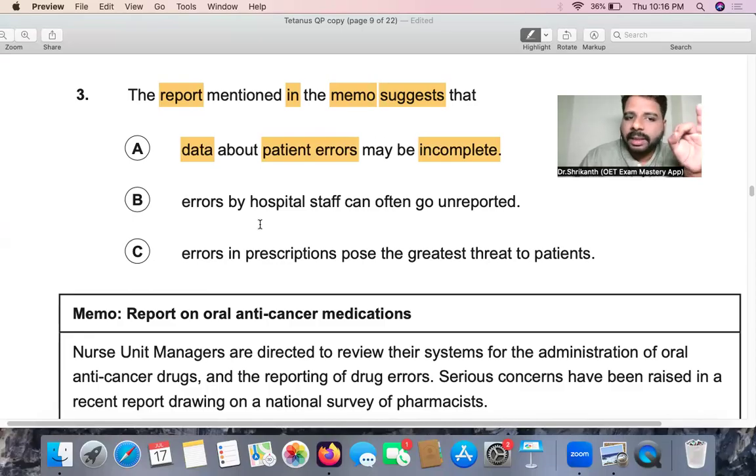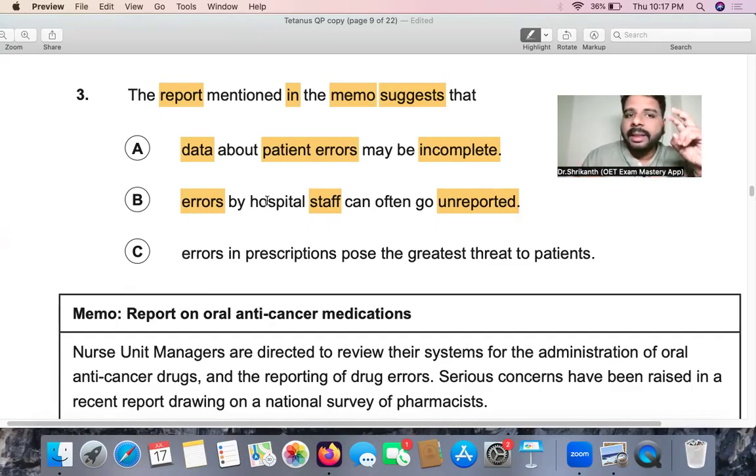What is the second suggestion? Here also they're talking about errors, but this time the errors are linked to hospital staff. Errors by hospital staff can often go unreported. That is, if the hospital staff is making an error, it goes unreported. That is, they will hide it. They will not report it. The medical staff, they are very cunning. What they will do, they will keep it hidden.